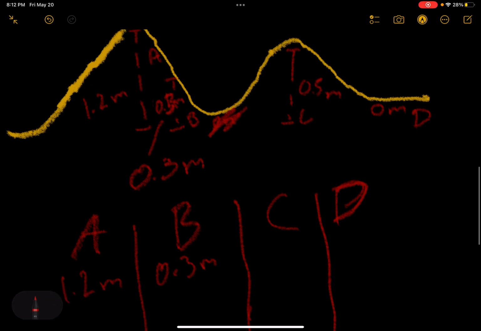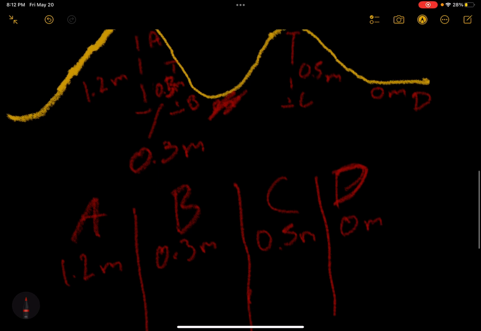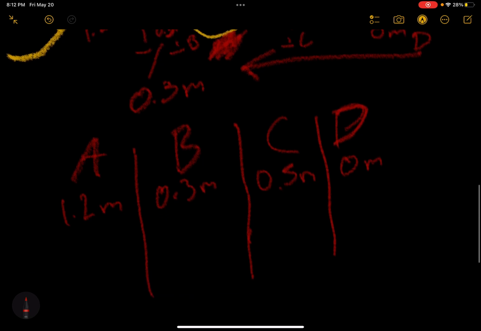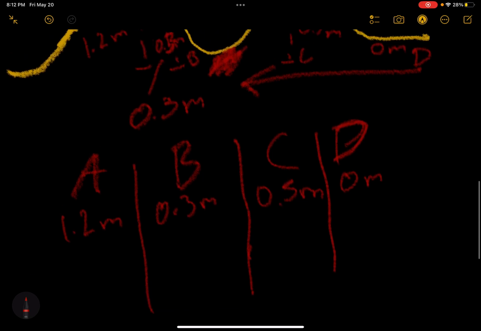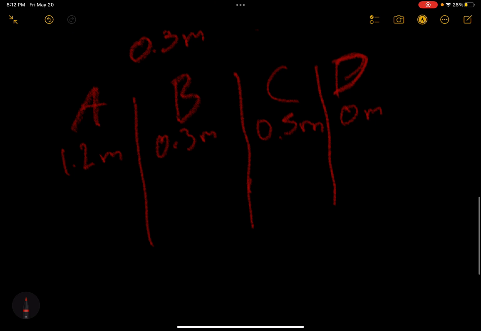C is 0.5 meters. And then D is 0 meters. I didn't include this because this is going to be equal to that, because there's 0 meters, same height, basic thing. So don't mind that. Now, not knowing the height, let's calculate.